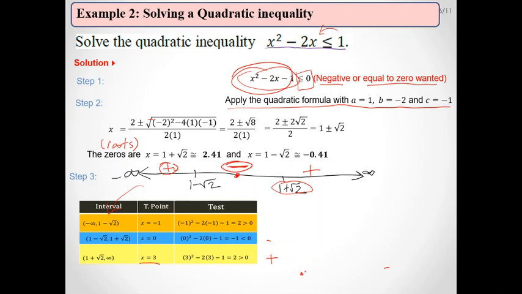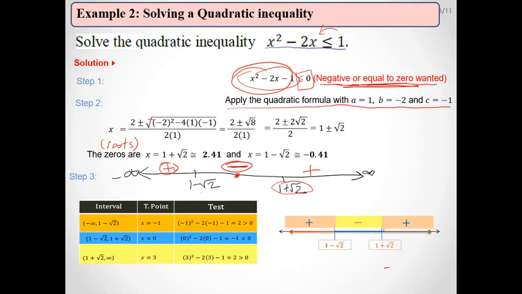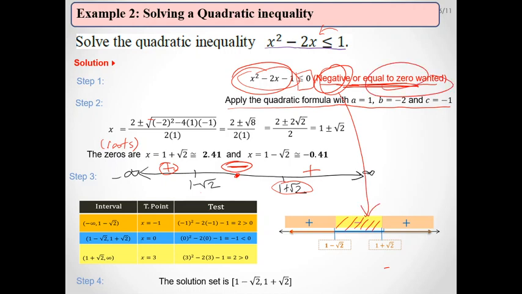Then we have to write the solution set. What is wanted? It says negative or equal to 0 wanted. So where is negative? Definitely it's here. So step 4, the solution set is this part, the negative part, and equal to 0 is wanted. So we have to take these, they're included. These numbers are in the set, so we put the brackets here. So this is the solution set.